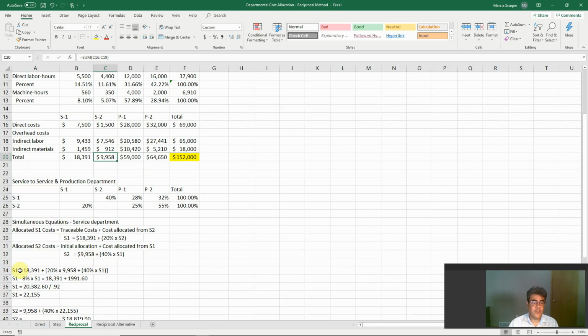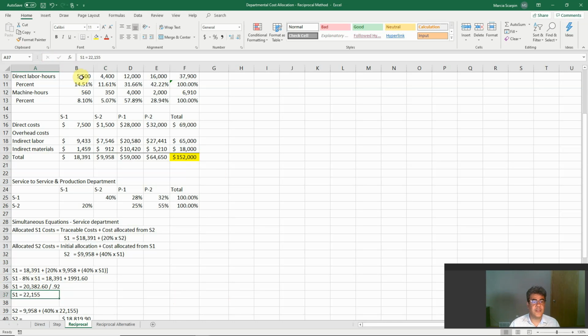Let's work with service 1. Service 1 equals 18,391 plus 20% of service 2. How much is the cost of service 2? 9,958 plus 40% times service 1. And then if we solve it, we will find service 1, 22,155. And we have a problem with this method.